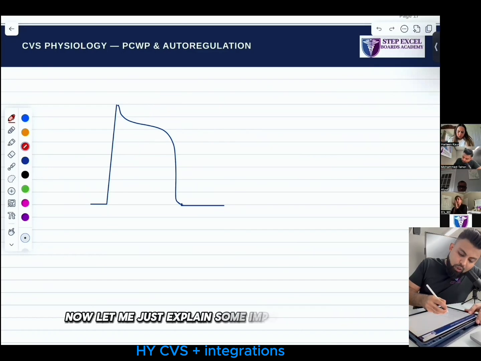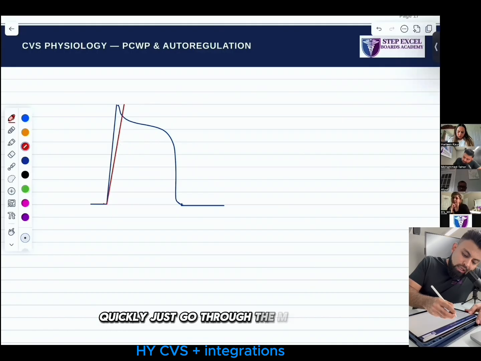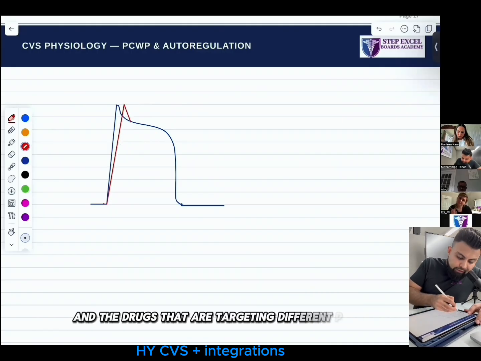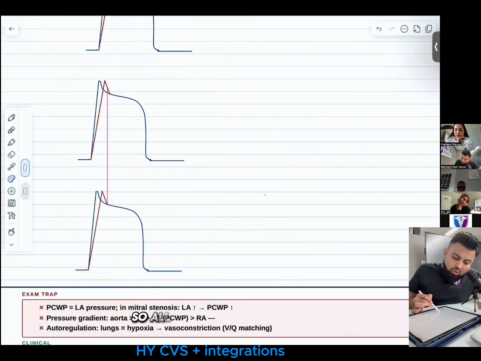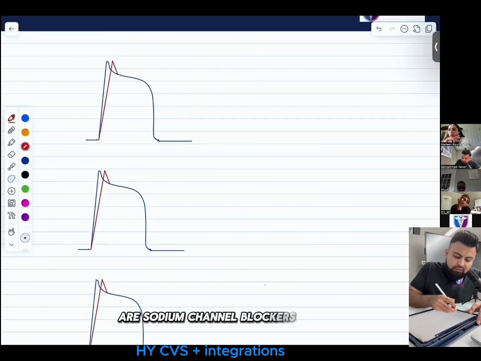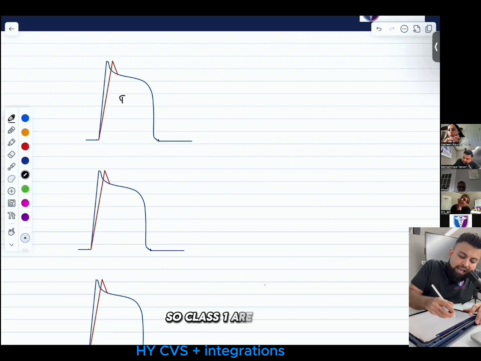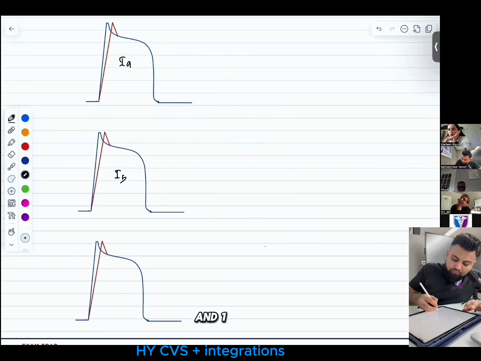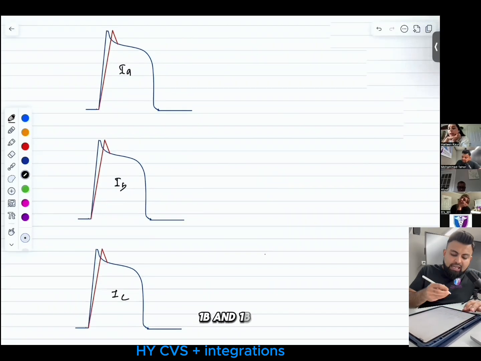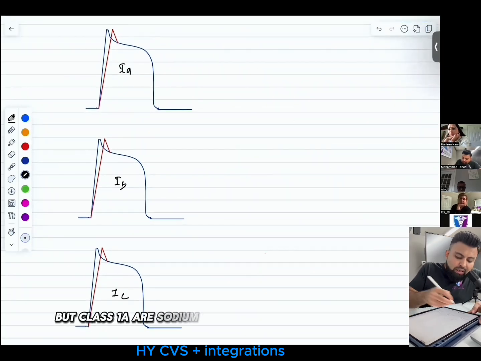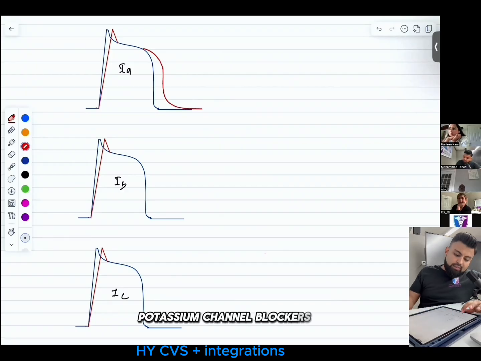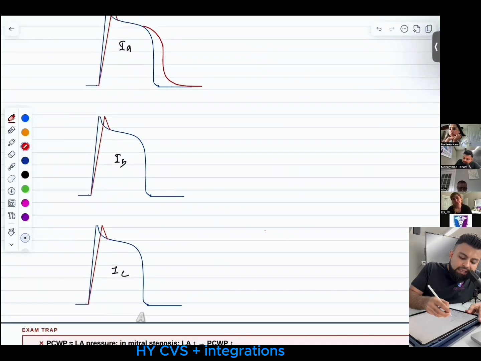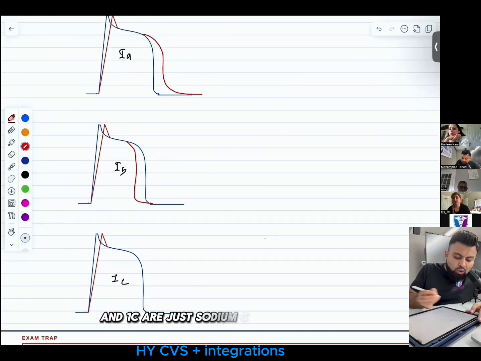Now, let me explain some important things. First, quickly go through the medications and drugs that target different phases. Antiarrhythmic medications, we have to remember how they work. All class 1 antiarrhythmics are sodium channel blockers, right? Class 1 are 1A, 1B, and 1C. Class 1A are sodium channel blockers and potassium channel blockers. Class 1B are sodium channel blockers and potassium channel openers. And 1C are just sodium channel blockers.